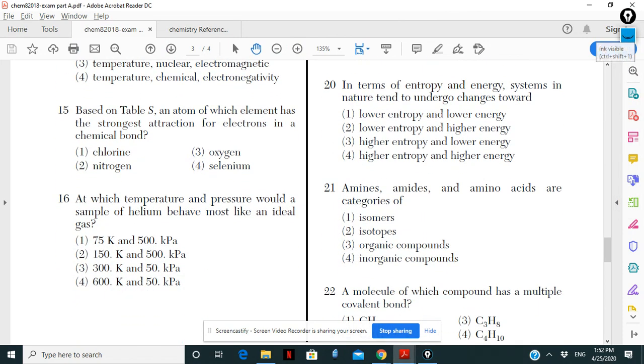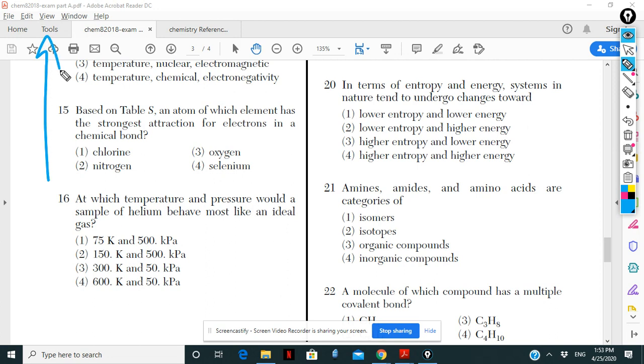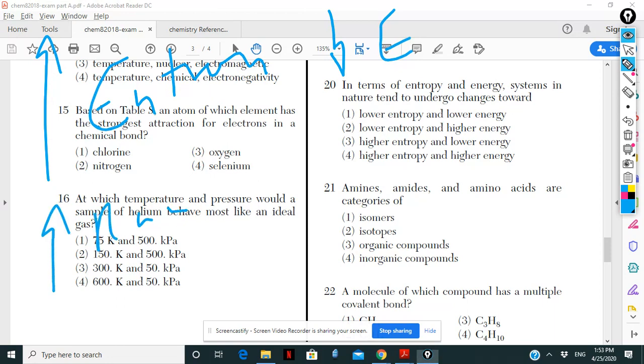In terms of entropy and energy, systems in nature tend to, again, this is like a repetitive question. I see increase entropy, less energy. So increase randomness, decrease heat. So higher entropy, lower energy. The answer is 3.